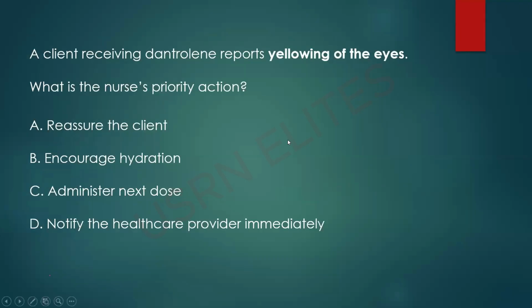Read for us. A client receiving dantrolene reports yellowing of the eye. What is the next priority action? A, reassure the client. B, encourage hydration. C, administer next dose. D, notify healthcare provider immediately.